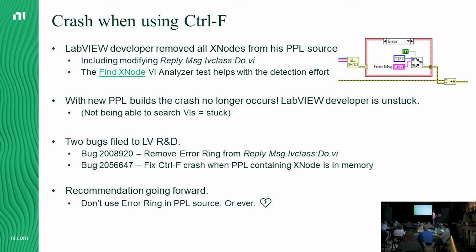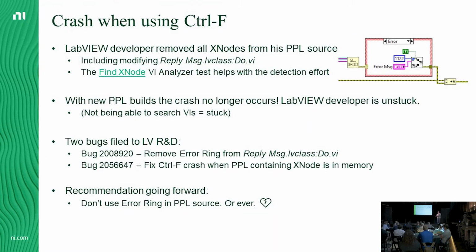And I wrote this VI analyzer test called find XNodes. So you can go download that from ni.com and find all the XNodes in your code and delete them because they're going to cause you problems. Now, granted, again, this was code that was being built into a PPL, right? We don't all build PPLs out of all of our stuff, but you could at some point build a PPL out of some code that happens to have an XNode, and all of a sudden you're going to have issues or crashes, right?